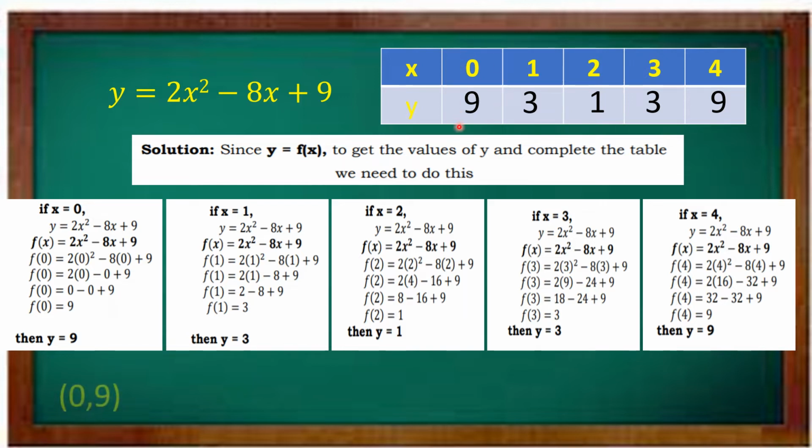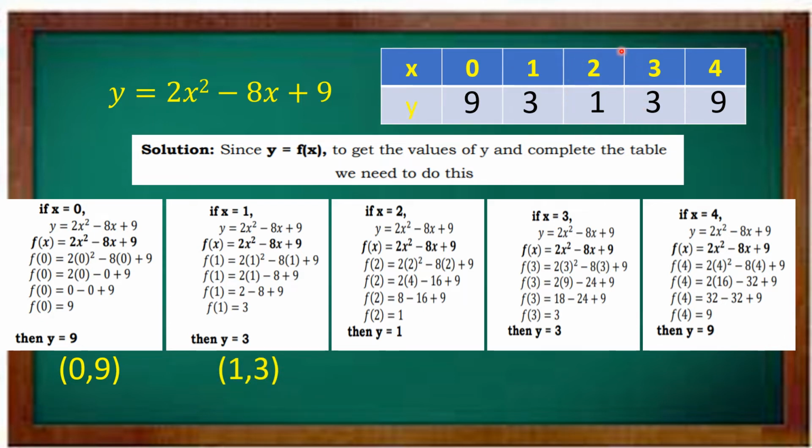This is your first point. A point is composed of the abscissa and the ordinate. Our abscissa is 0. Our ordinate is 9. So, x comma y po yan. So, ang ating second point, pangalawang point natin, ay 1, 3.